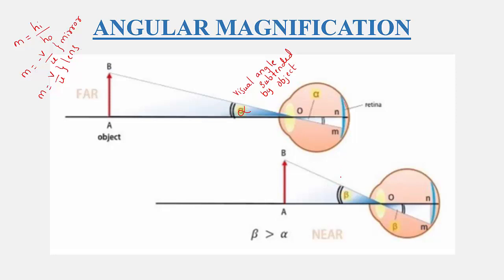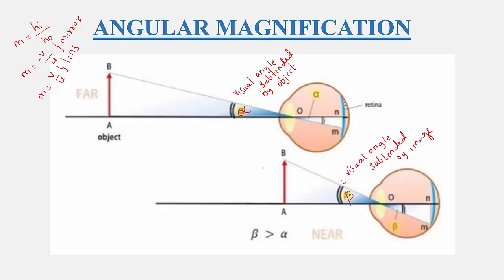Now come to the second case. Here I am using some instrument to get the magnified image. So let us consider the image is very close to the human eye. When it is very close to the human eye, let us take the angle beta. So beta is the visual angle subtended by the image. Now I am going to take the angle beta, right?